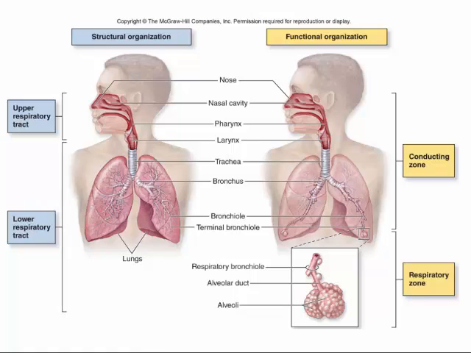Functionally, the tract is divided into the conducting zone, where air is moved by pulmonary ventilation, and a respiratory zone, where diffusion of oxygen and carbon dioxide drives gas exchange.